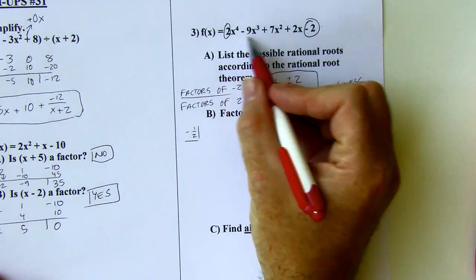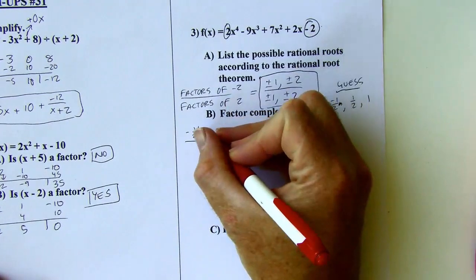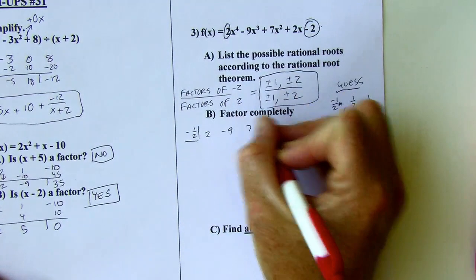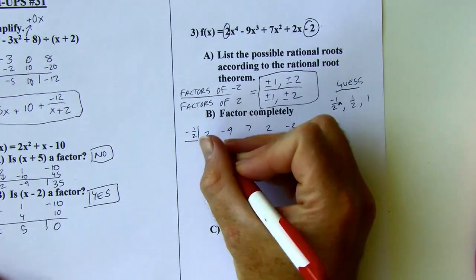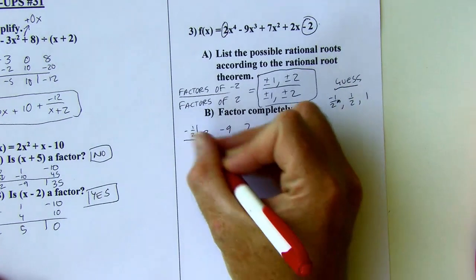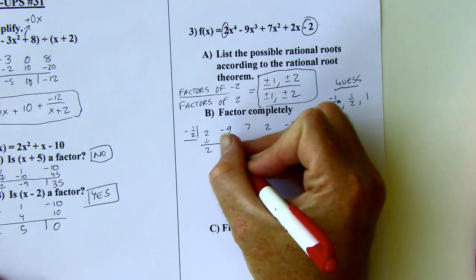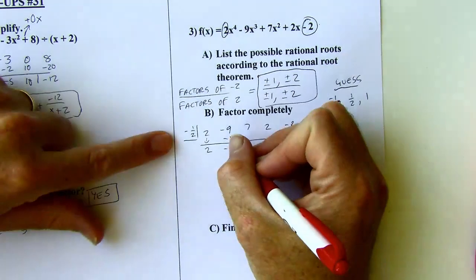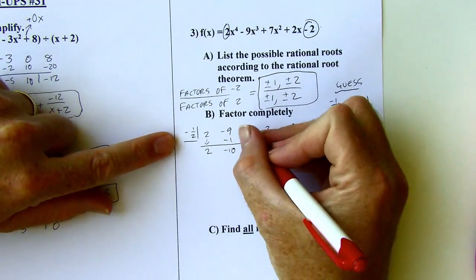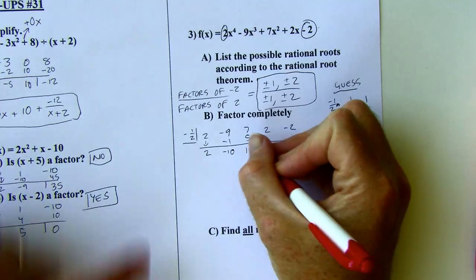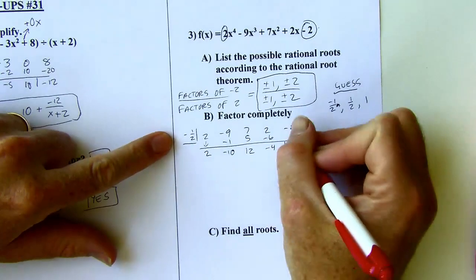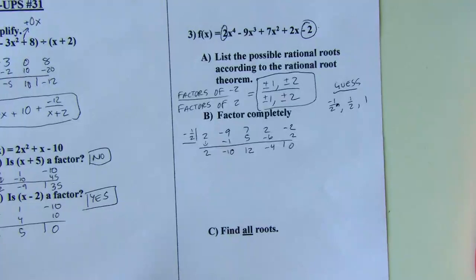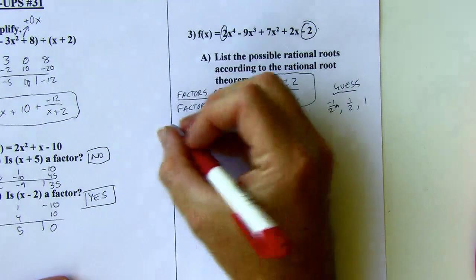Okay, so I'm going to use my coefficients here, and I want to see if I get a 0 remainder or not. So I'll pull down the 2, multiply, add, multiply, so -10 times -1/2 would be +5, add, multiply, add, multiply, and hey, look at that, I did get a 0 remainder, so that means this one did work.